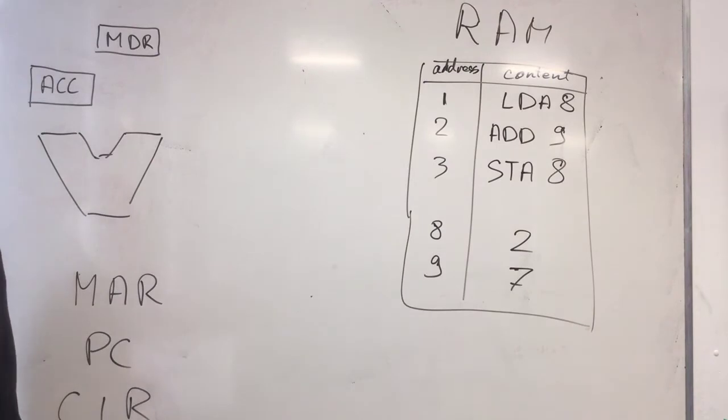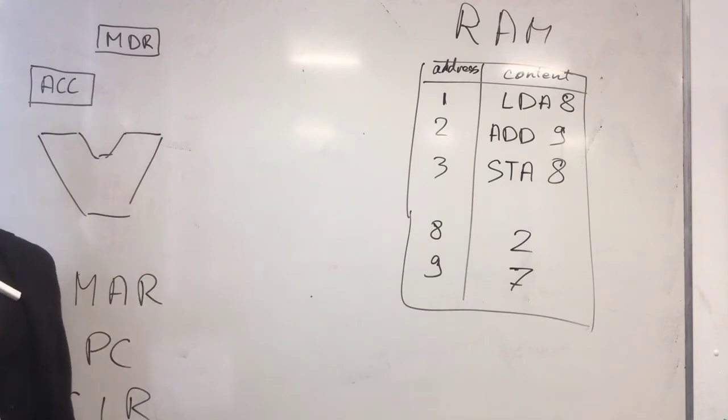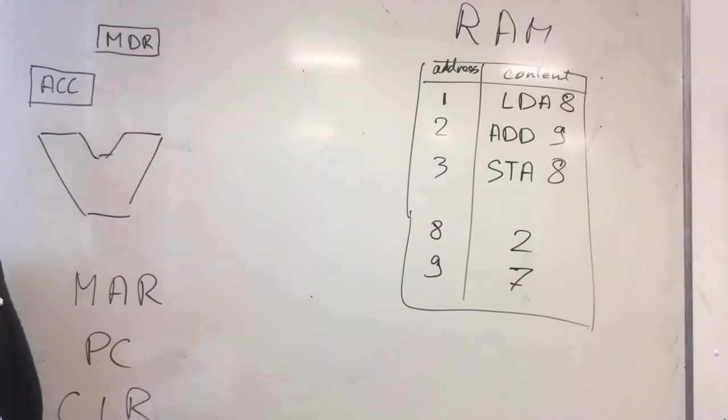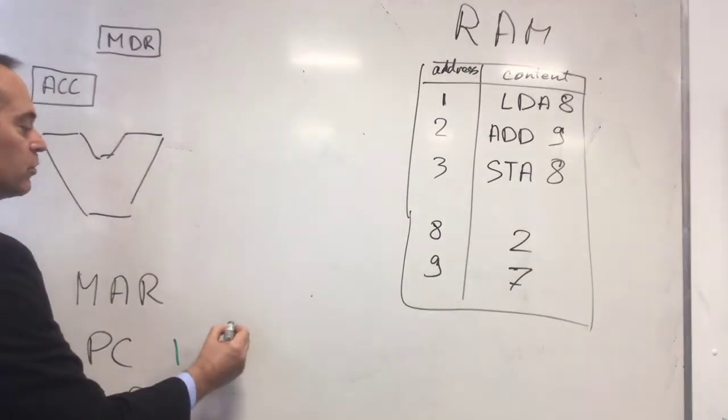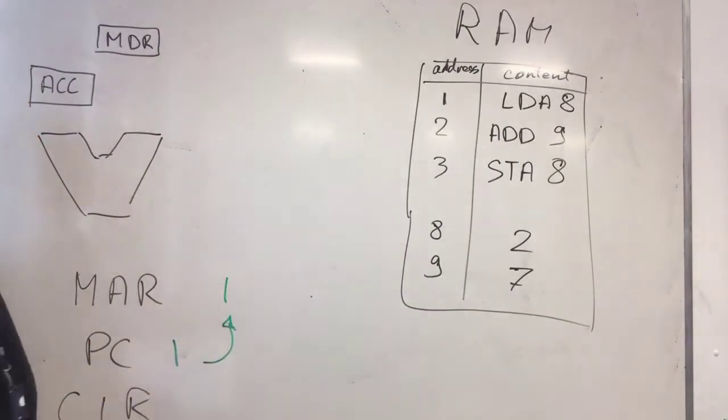At the very, very start of my program, which register is going to give a starting point? Program counter. Program counter will contain what? We've just done it in the starter to the lesson. The program counter will contain an address of what? First instruction. So which address is this? 1. Okay. So if it's an address, as we start the program, where is that address going? From the program counter, it's going to go onto the MAR, the memory address register.